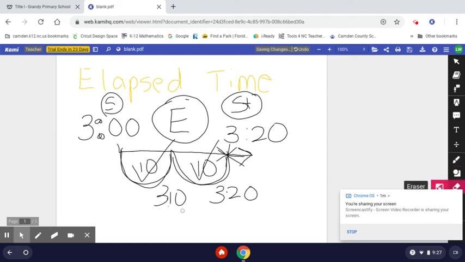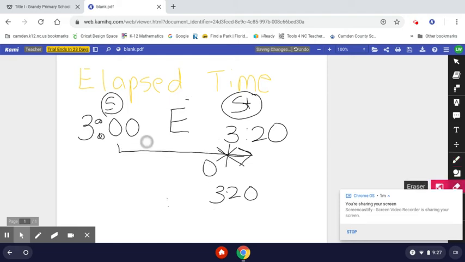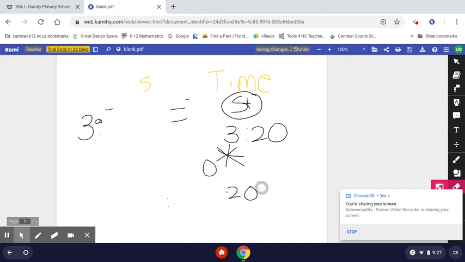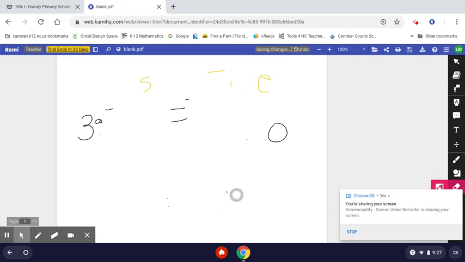Okay, let's erase some of this and pick another problem. Sorry, it's taking longer to erase. My eraser's acting silly.